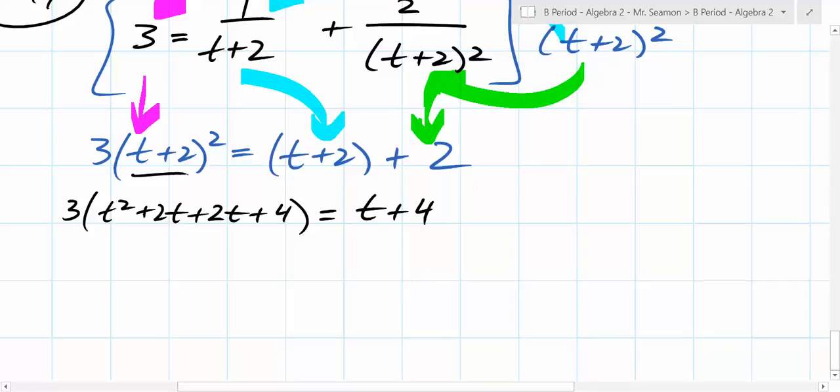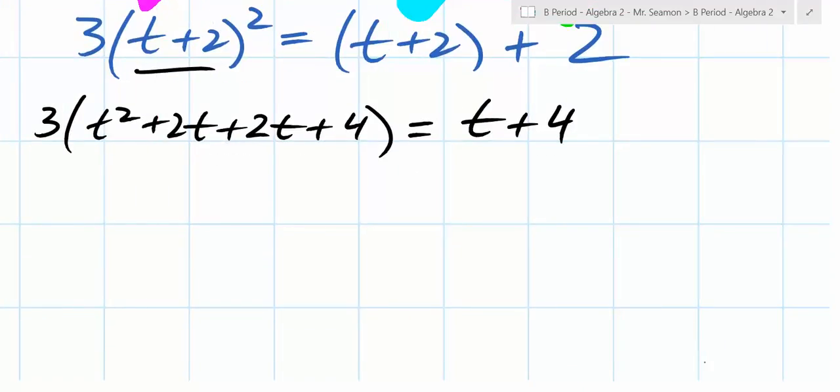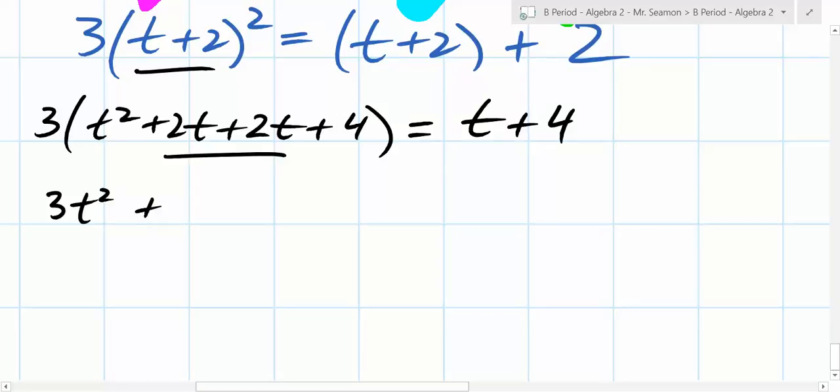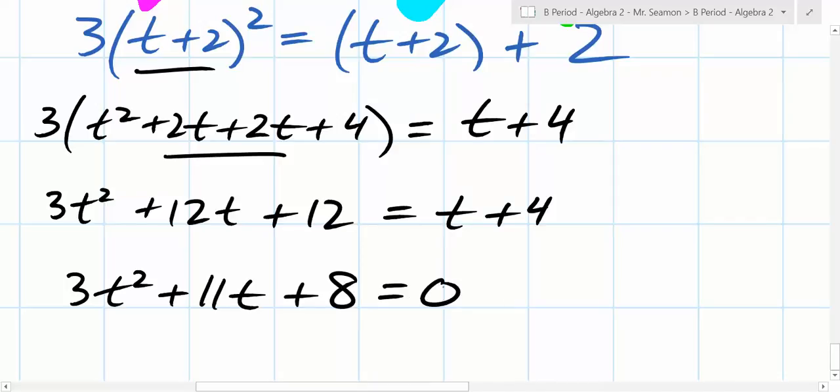So now what do I have to distribute on the left? The 3, exactly. So what do you end up with? 3t squared. You have 4 t's times 3. So how many do you have? 12t plus 12 equals t plus 4. Again, we have a quadratic that's closer to what we want, but is it in standard form? No. So what does this become? 3t squared plus how many t's? 11t plus what? 8 equals 0.